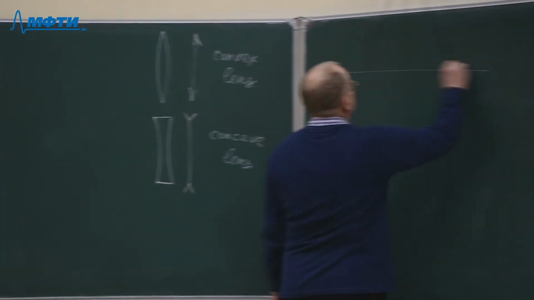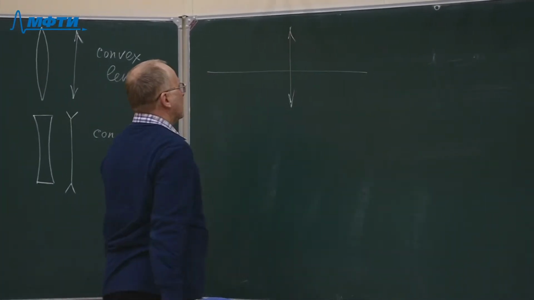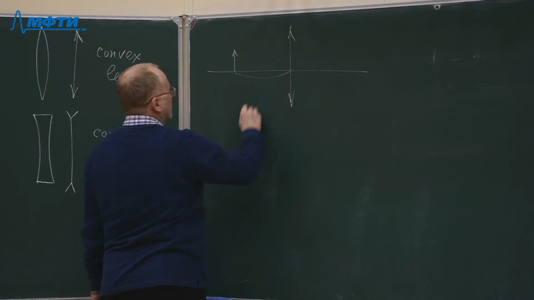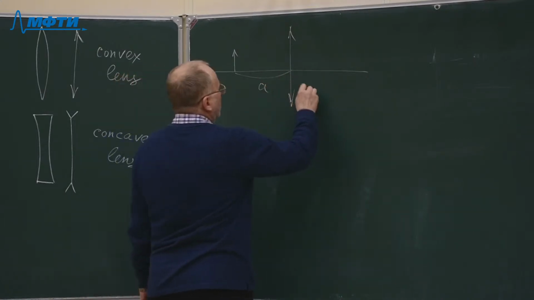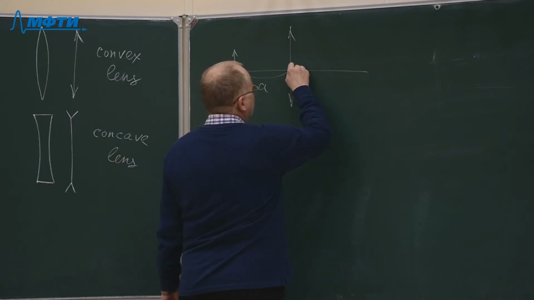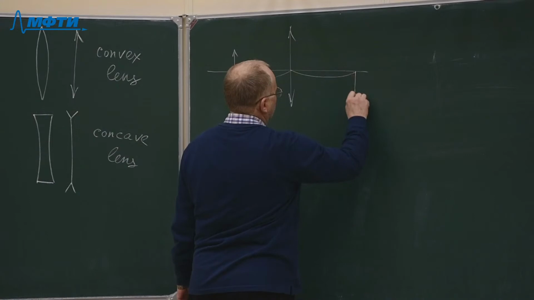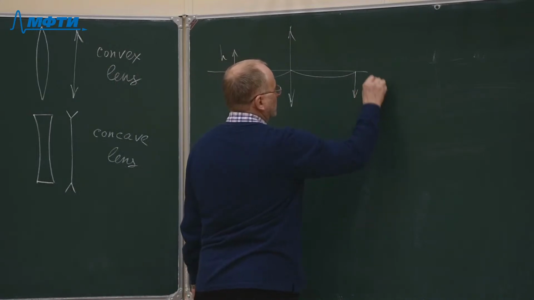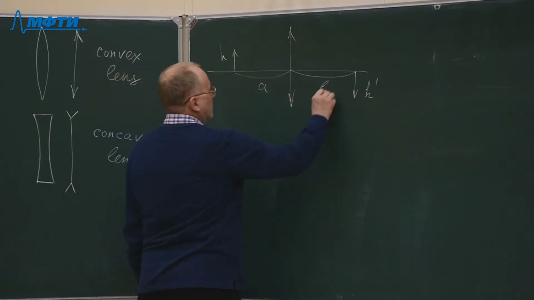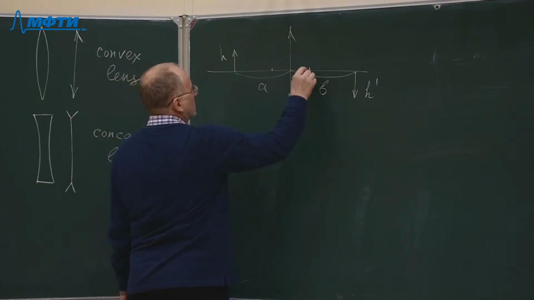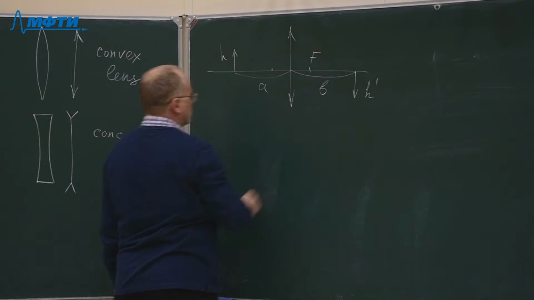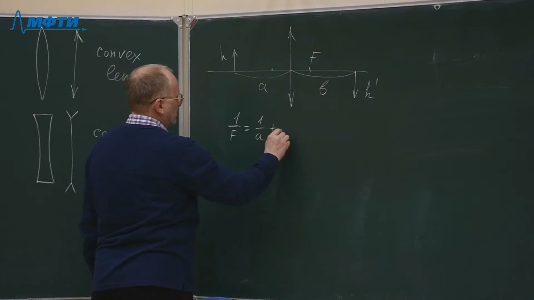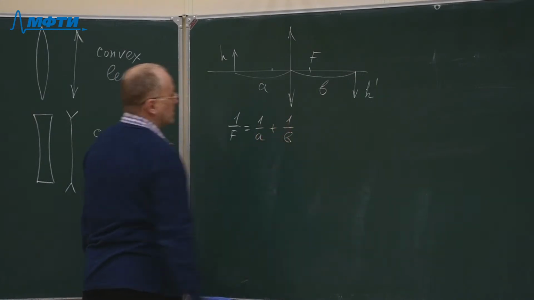Also, we discussed the lens formula. The lens formula is connecting the distance from an object to the center of the lens, a, and the distance from the lens to the image, b. So this is the object, and this is the object image. And these two distances are somehow related to the focal distance. And the formula is very simple. It's 1 over f equals 1 over a plus 1 over b.